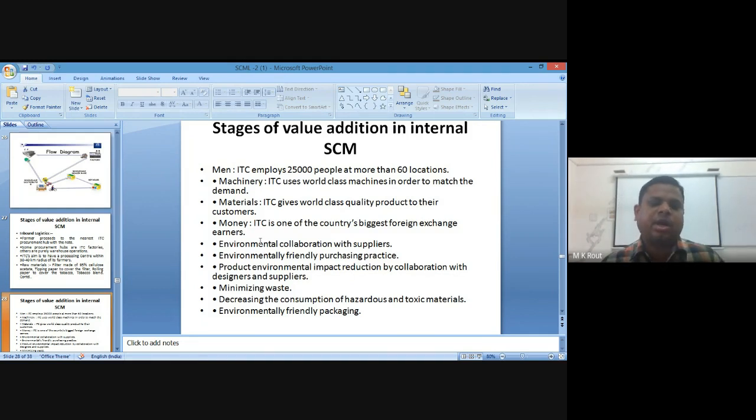The next is product environment impact reduction by collaboration with designers and suppliers. Next, they are minimizing the waste. The next point is decreasing the consumption of hazardous and toxic materials. So as I told, why ITC is very much famous: if you think about ITC Yippee noodles versus Nestle Maggi, in case of Nestle Maggi, they contained toxic material like lead. But in case of ITC, there is no toxic material or hazardous thing that would directly affect the human body. They directly reduce the percentage of toxic material as far as their particular product is concerned.